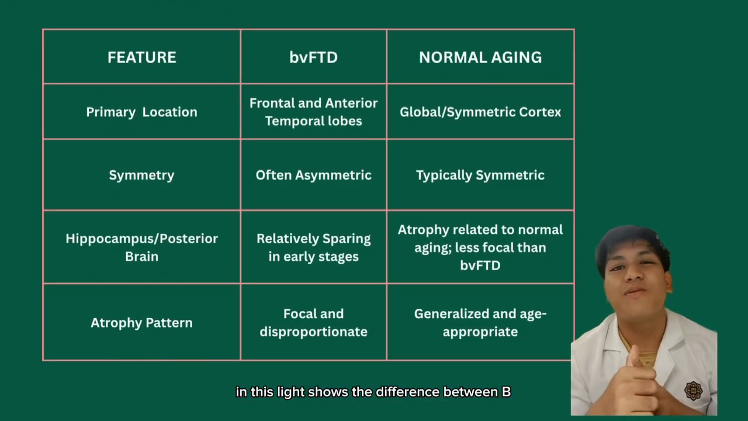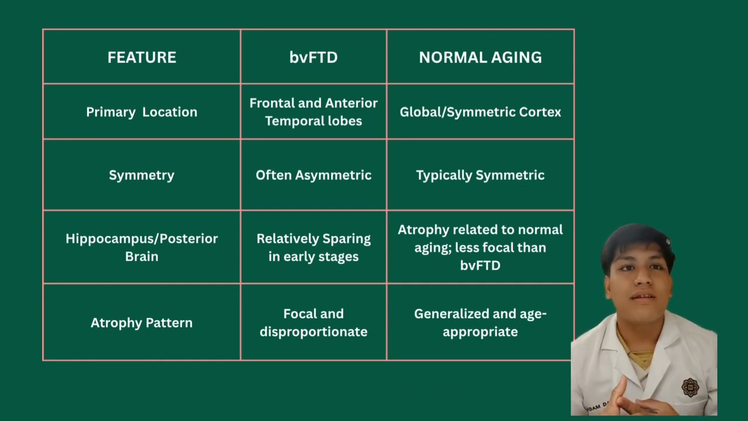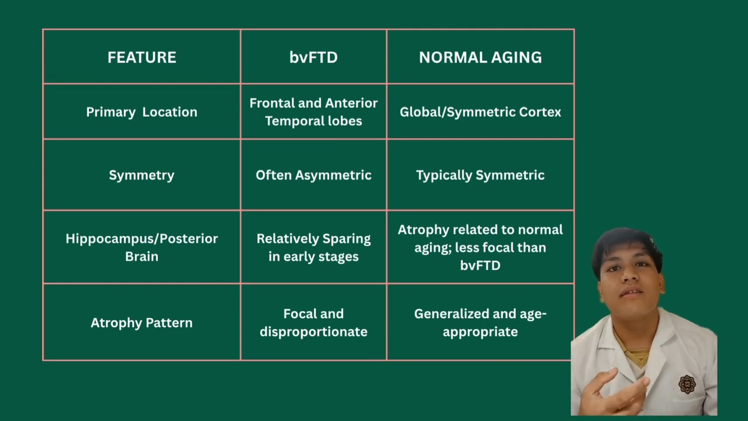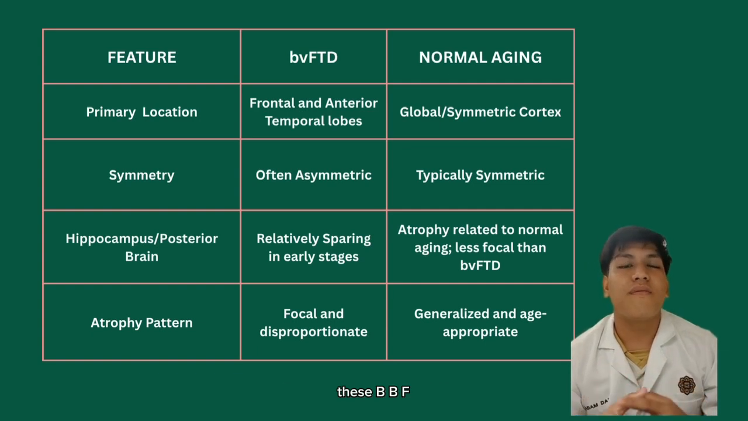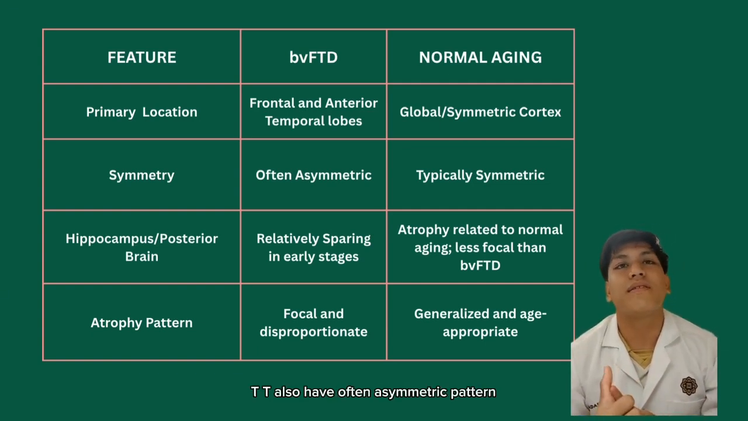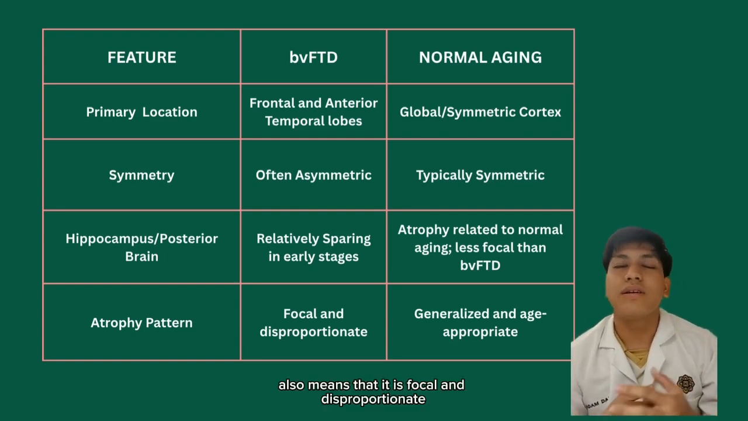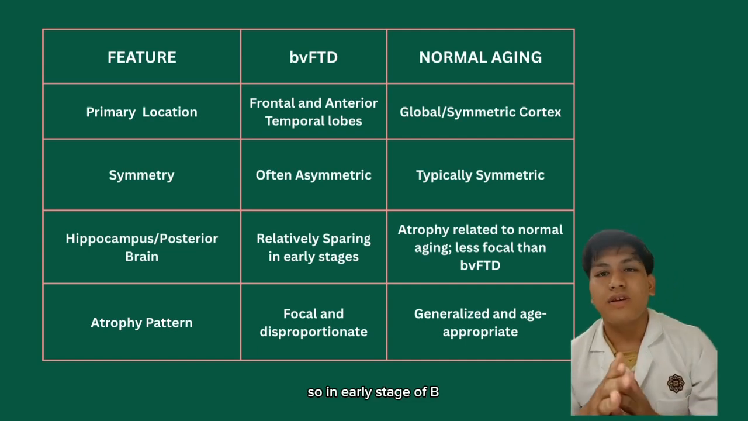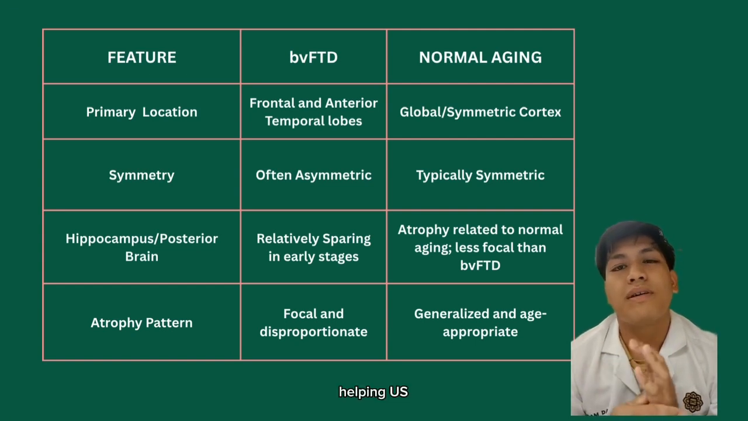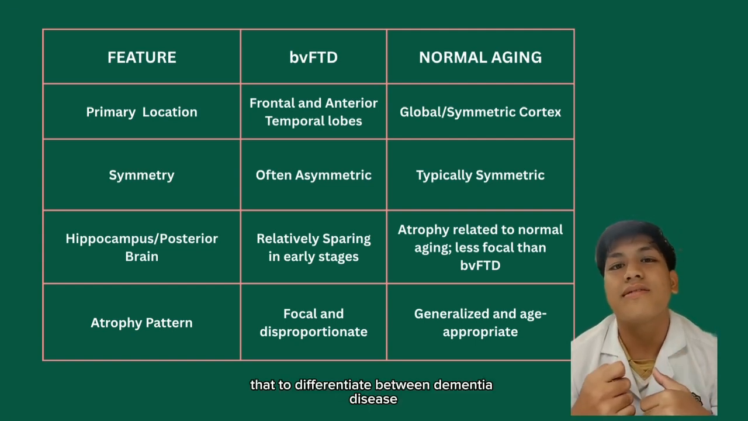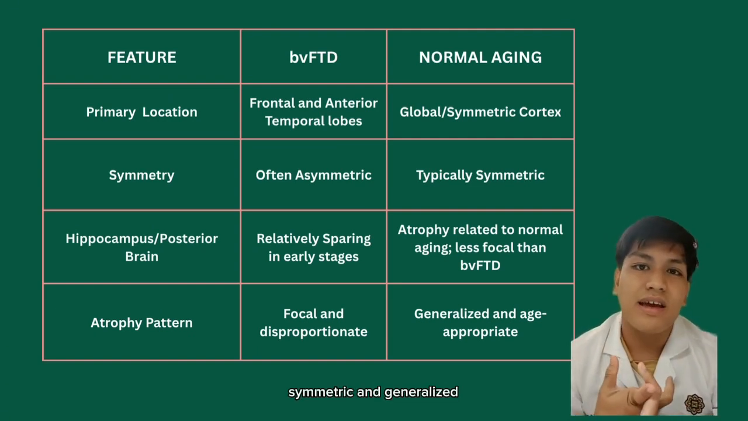This slide shows the difference between bvFTD and normal aging. At first, the primary location of bvFTD is the frontal and anterior temporal lobes of the brain. This part usually controls behavior and personality. bvFTD also often has an asymmetric pattern in the brain, which means one side is worse than the other, and it is focal and disproportionate. So in the early stage of bvFTD, the hippocampus is usually relatively spared, helping us differentiate it from Alzheimer's disease. On the other hand, normal aging is global, symmetric, and generalized.